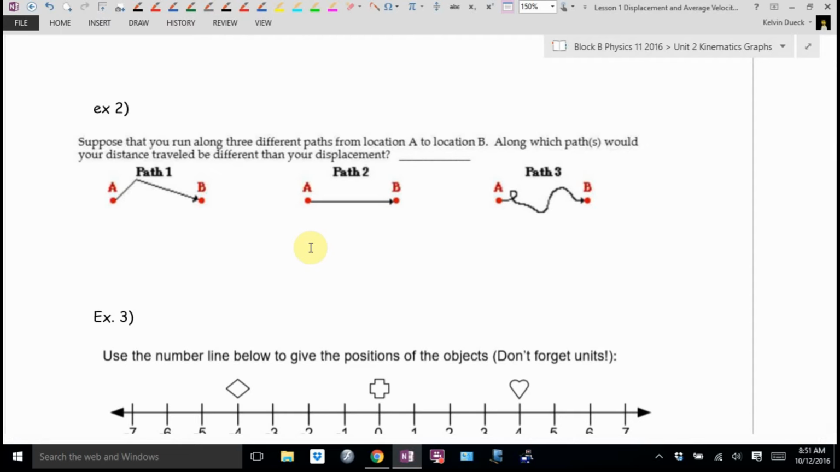So, little thought experiment. Example 2. Suppose you run along 3 different paths from location A to location B. Along which paths would your distance be different than your displacement? Or if I reverse the question, along which paths would distance and displacement be identical in magnitude? So the answer to this question would be that one and that one.